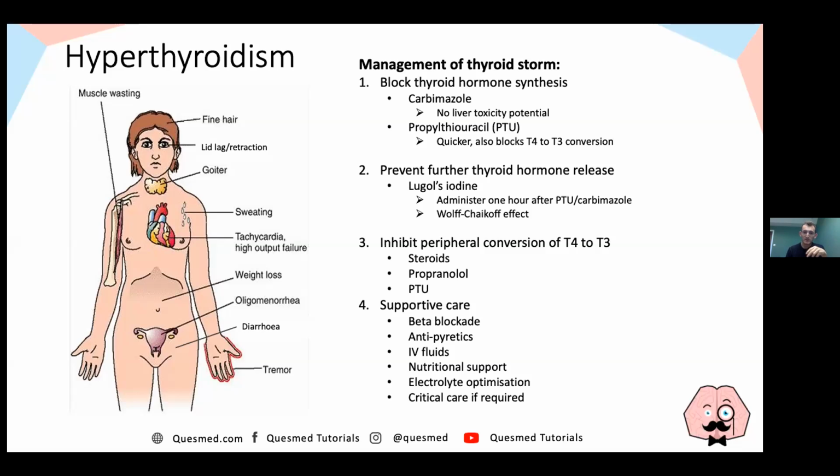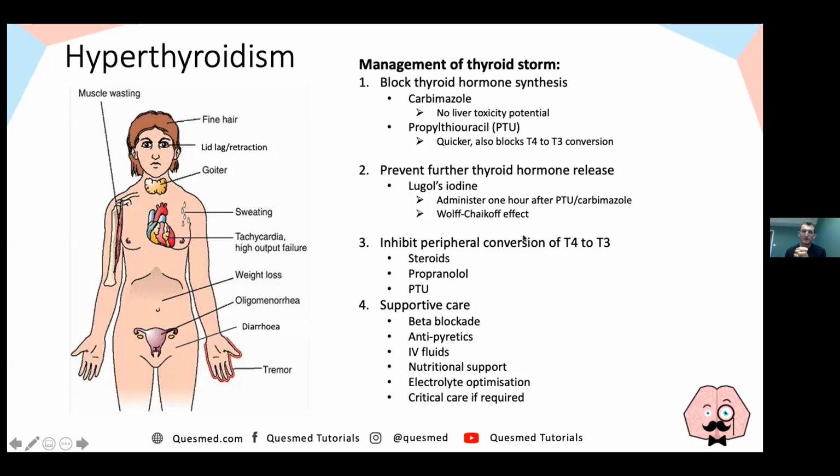Second principle is to prevent further thyroid hormone release. So as well as blocking thyroid hormone synthesis, we want to stop its release. And to do that, you can give something called Lugol's iodine. And this is basically giving an iodine load. And there's something called the Wolff-Chaikoff effect, which I've written there.